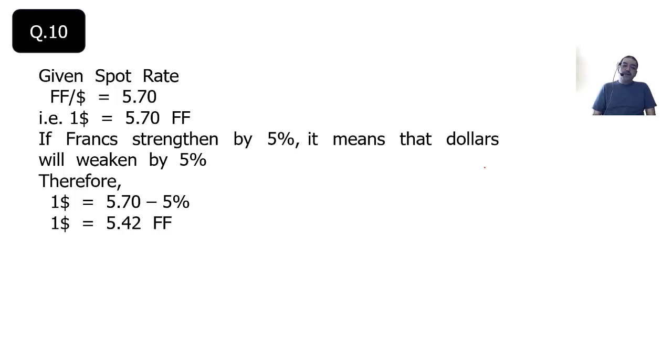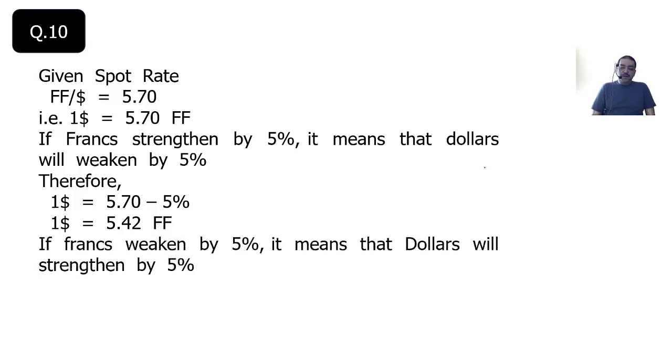Okay. Second part was if francs weaken by 5%, then dollars will increase by 5%. Dollars will strengthen by 5%. So $1 will be equal to 5.7 plus 5%. So $1 is equal to 5.99 French francs.